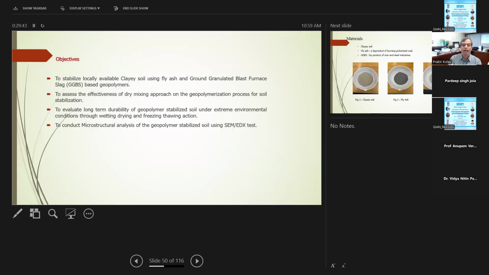This is not the EPK clay like the previous studies we mentioned, the commercially available. This is actual clay, and then we use the fly ash and GGBS, and we mixed with different percentages. We mixed with the dry mixing approach, compared with the wet mixing approach, and then we did the wetting-drying and freezing-thawing durability test, and also we did the ACM test.